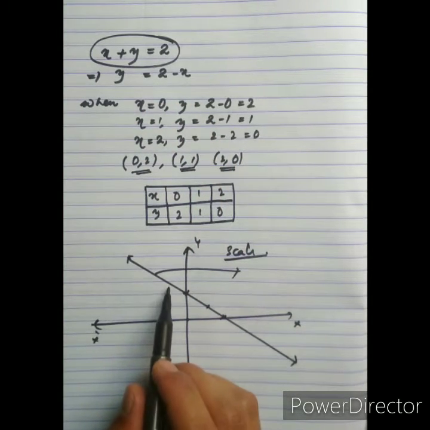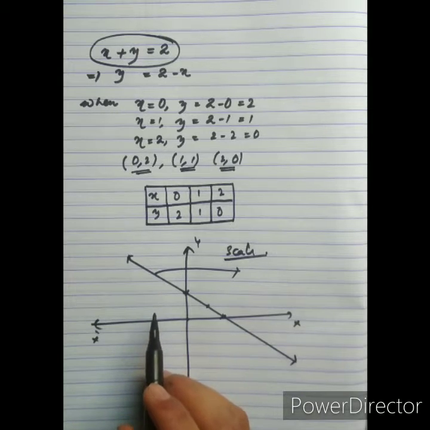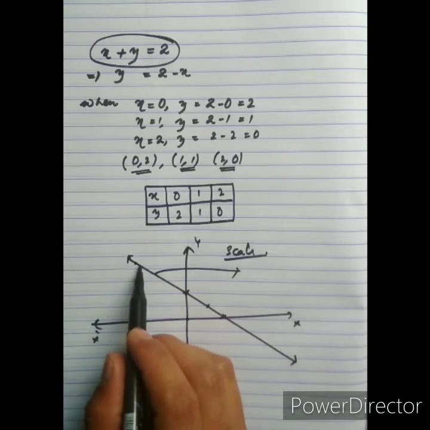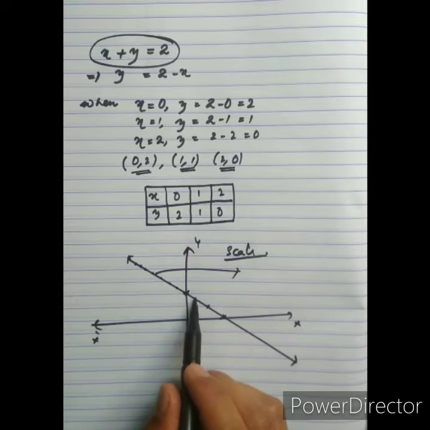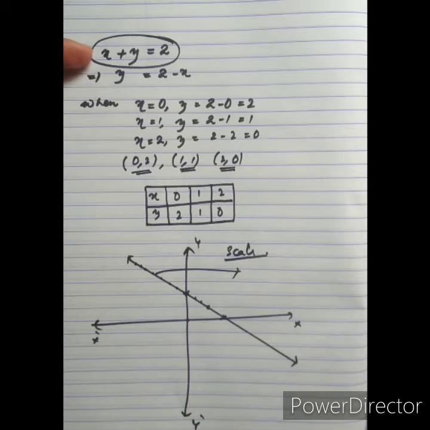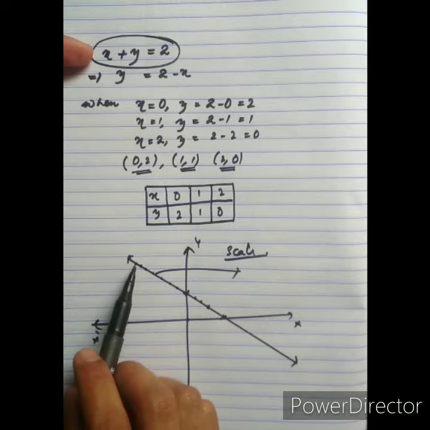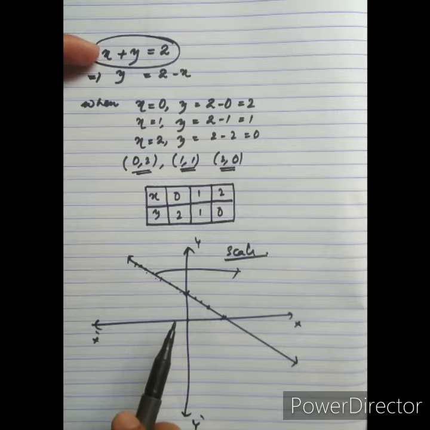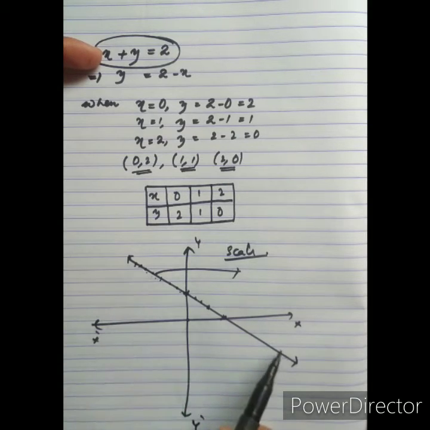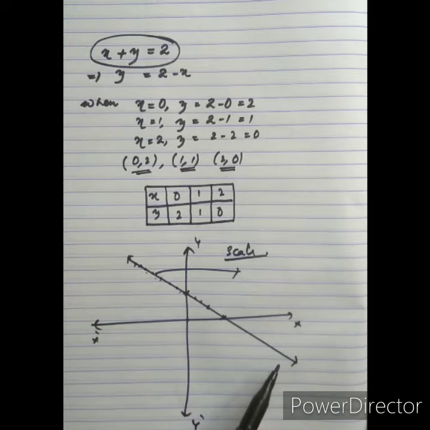So even from the graph you can find the solutions. All the points lying on this line are the solutions of this equation. Let me repeat, every point lying on this line is a solution of this equation. So on a line, how many points will be there? Countless, there are an infinite number of points. That means all those points are solutions of this equation.